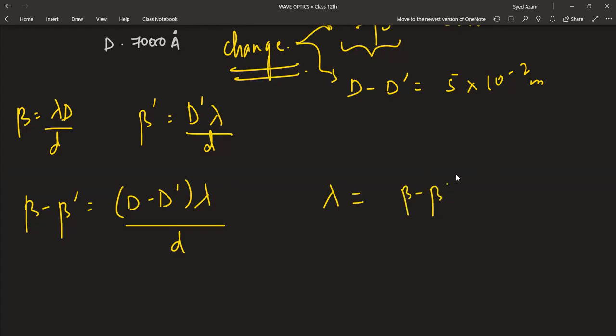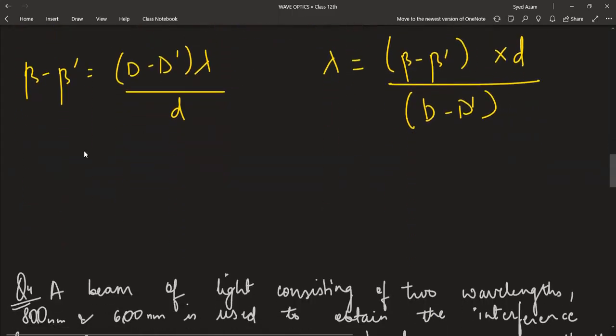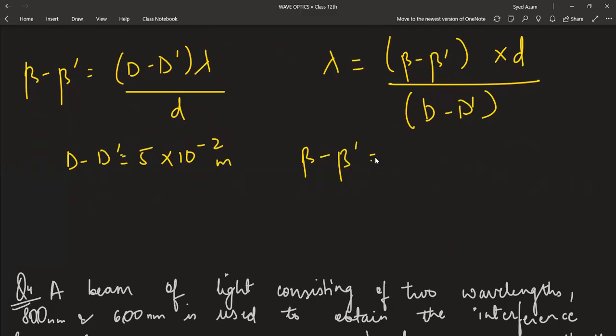Beta minus beta dash into small d divided by d minus d dash. Correct. So if we put in all the values, do we have all the values with us? D minus D dash, I have already told you, the separation difference is given as 5 into 10 to the power minus 2 meters. The change in the fringe width is 3 into 10 to the power minus 5.